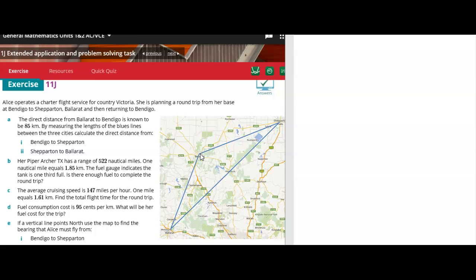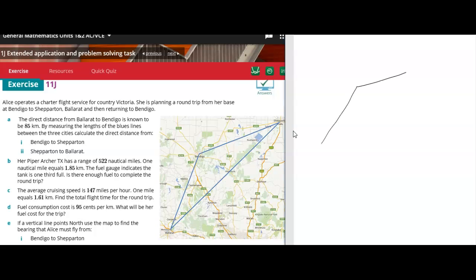So from Ballarat to Bendigo, we just have to be accurate. Now you can say, oh, it's about 5 centimetres, but you're not going to get the same answer. So it's 4.7 centimetres. So I'm going to draw the triangle over here.